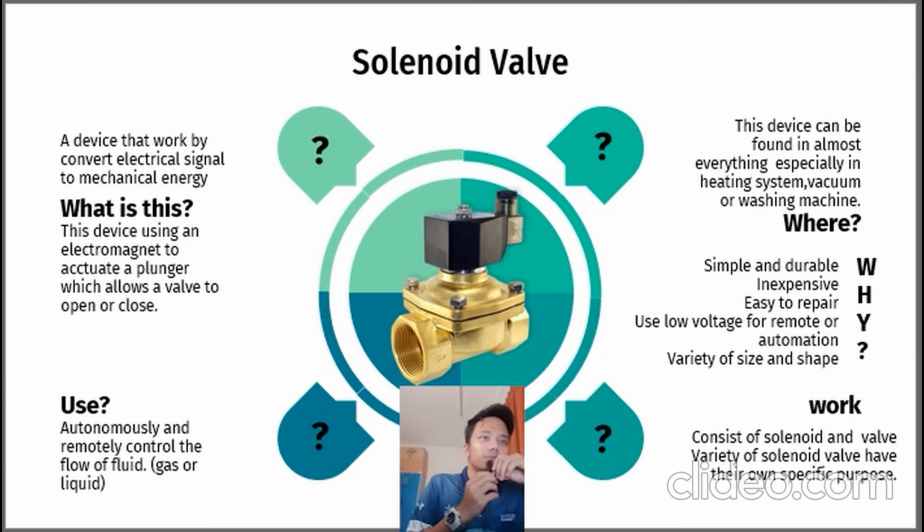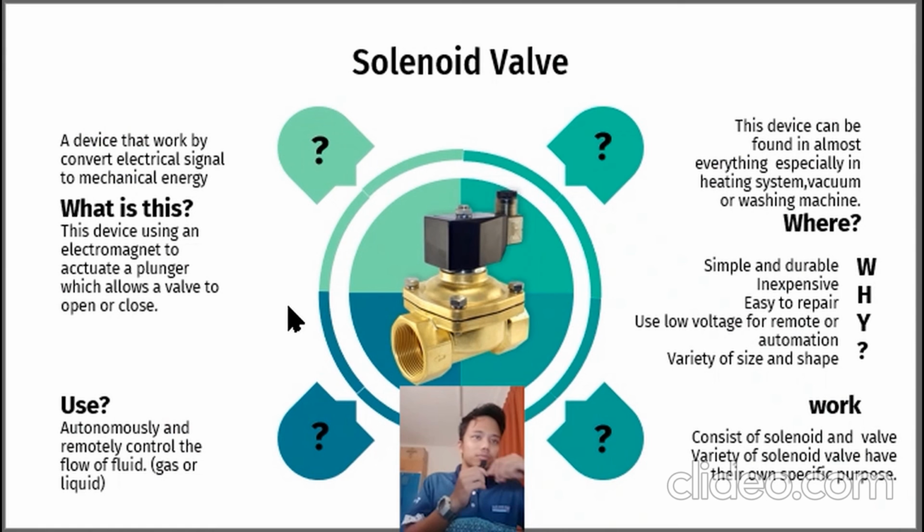So this device can be found in almost everything, especially in heating systems, vacuums or washing machines. Why do we use this? Because it's simple and durable. It's inexpensive, easy to repair, uses low voltage for remote or automation, and comes in a variety of sizes and shapes. It's small, just small.